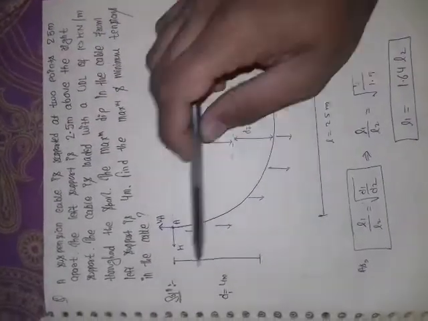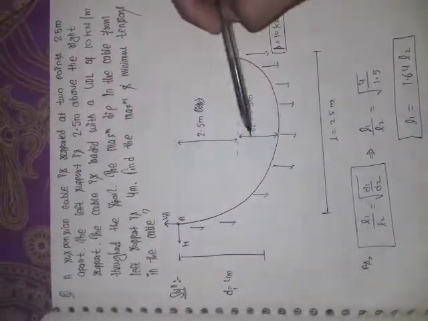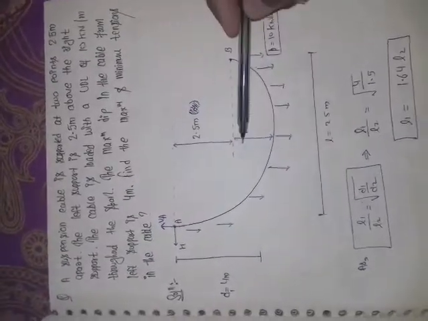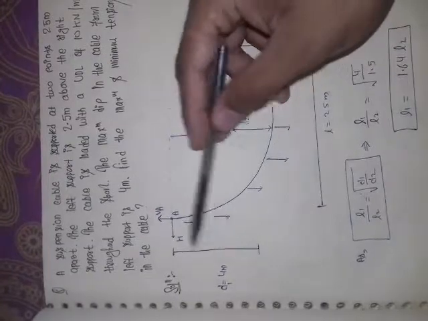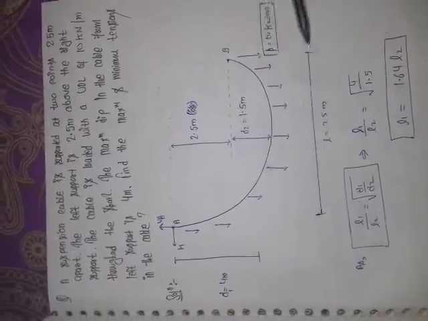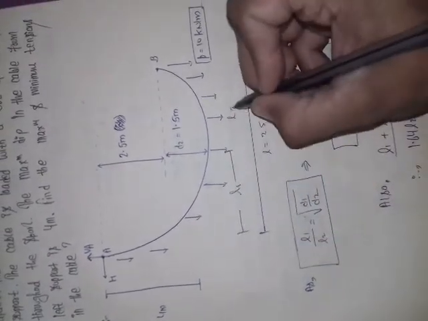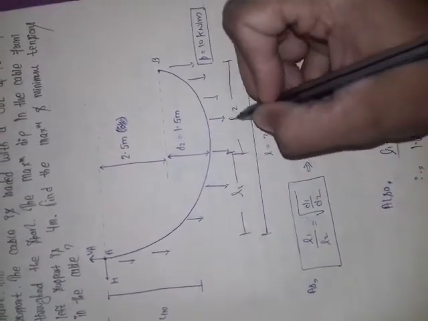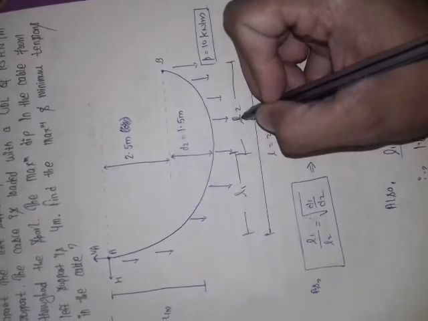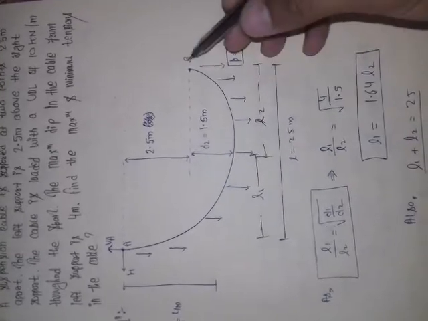So this is 4 meter and this is 2.5 meter. 4 minus 2.5 gives 1.5 meter. So D1 is 4 meter and D2 is 1.5 meter. P is equal to 10 kN per meter and the total span is 25 meter. We first have to calculate L1 and L2 for the calculation of VA and VB, because VA is equal to P L1 and VB is equal to P L2.